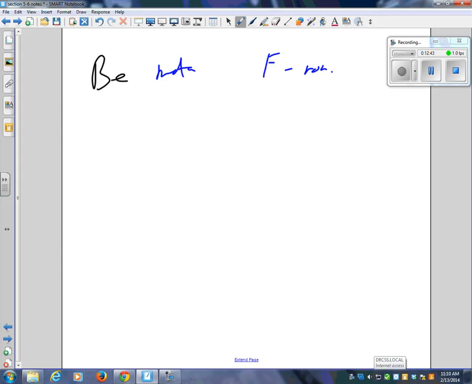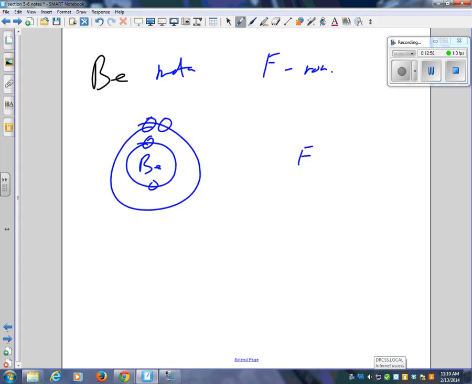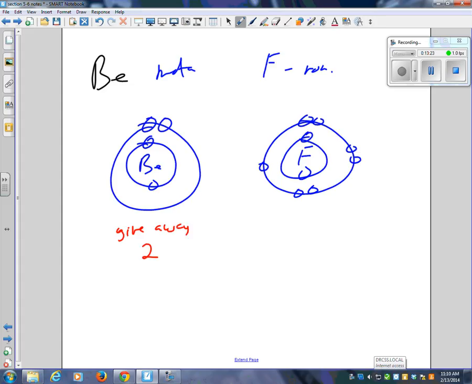Draw Bohr diagrams of beryllium and fluorine. Chance, remind me again, beryllium is number 4, right? So it's got 1, 2, 3, 4. Fluorine is number 9: 1, 2, 3, 4, 5, 6, 7, 8, 9. That's part B. Part C: how many electrons must each element gain or lose to form stable ions? Beryllium wants to give away 2. Fluorine wants to take in 1. Am I right?